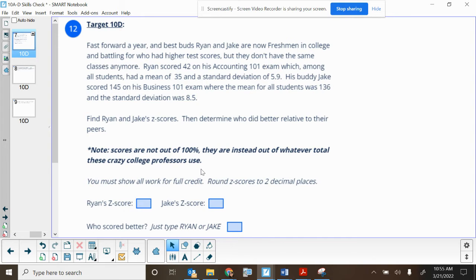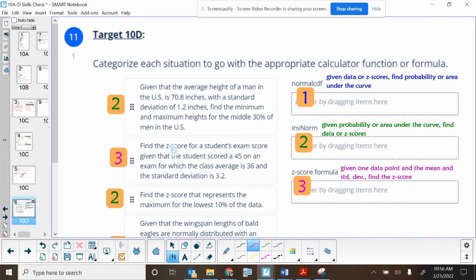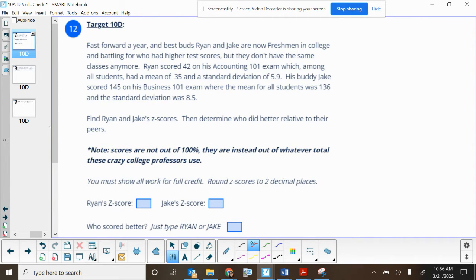It says fast forward a year and best buds Ryan and Jake are now freshmen in college, but they don't even go to the same school. They're in different classes. So they're trying to compare their scores and their college professors have crazy totals. Okay, so they're not out of 100%. So that's something also to look at. So we're just going to find the z-scores for each one.